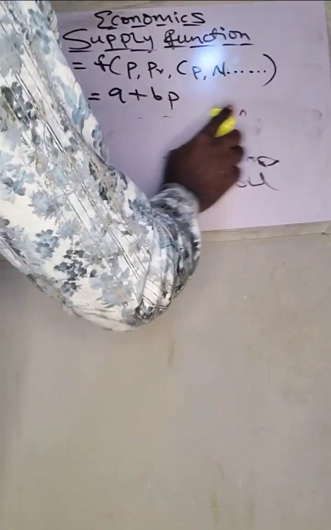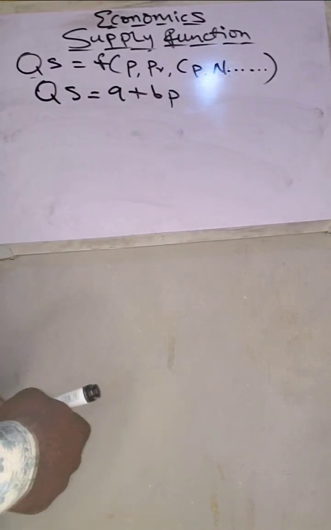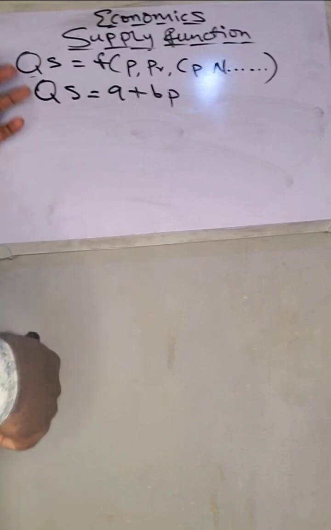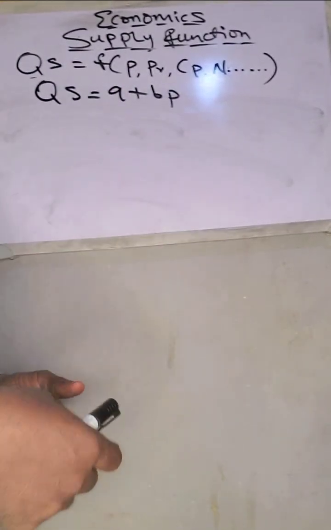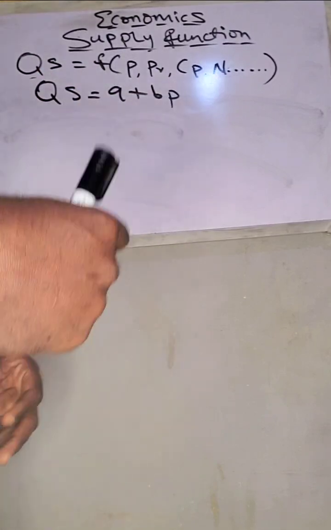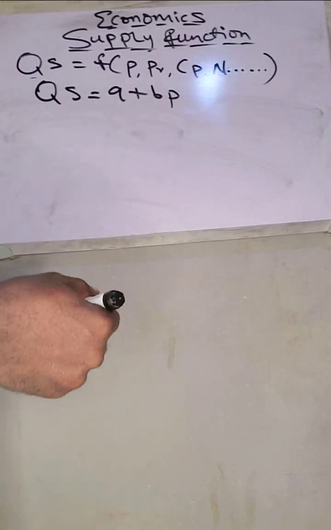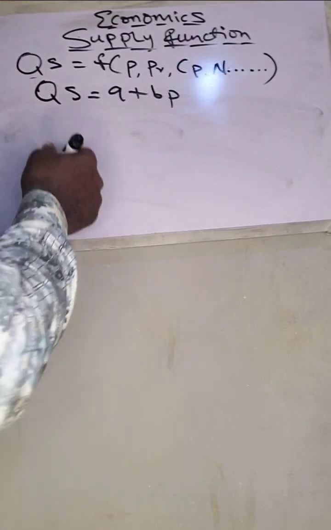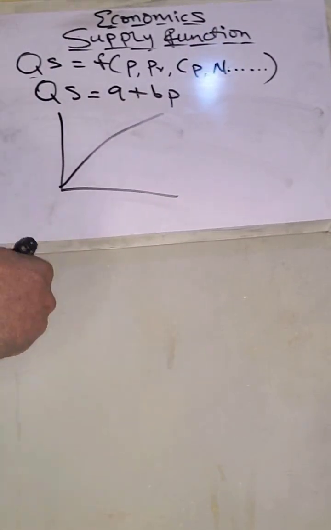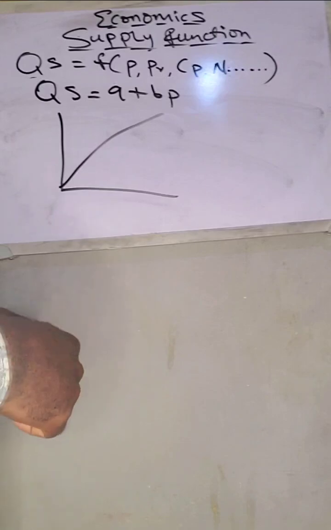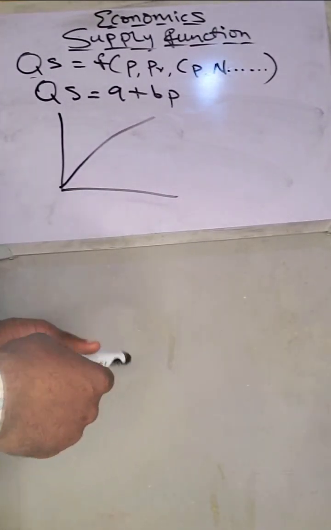Then the plus sign here is telling us that quantity supplied and price have a direct relationship. B is for slope of a supply curve. It's telling us about the law of supply. Higher price, higher quantity supplied.